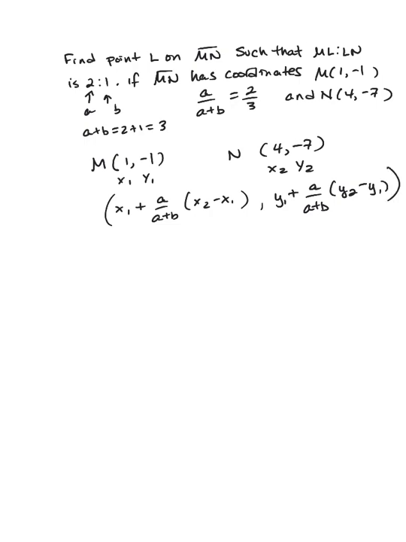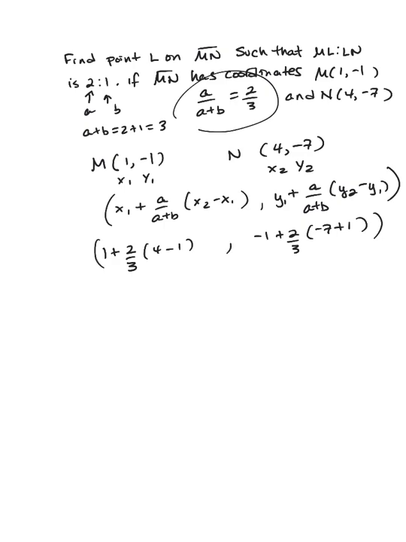So I have 1 plus 2/3. Remember, I already did this up here. X2 minus X1. Then for my Y value, I have -1 plus 2/3 times Y2 minus -1. Okay, remember, I'm a big fat liar. Minus -1, I'm just going to write +1. So here I have 1 plus 2/3 times 3.